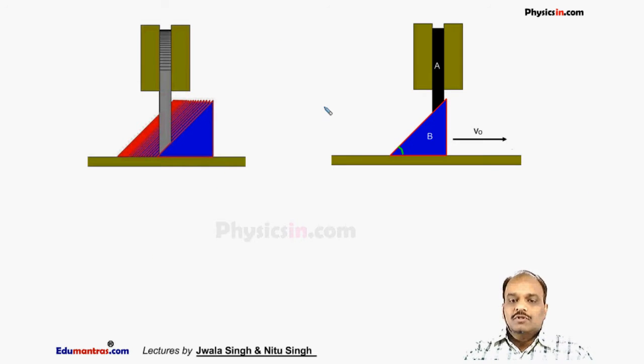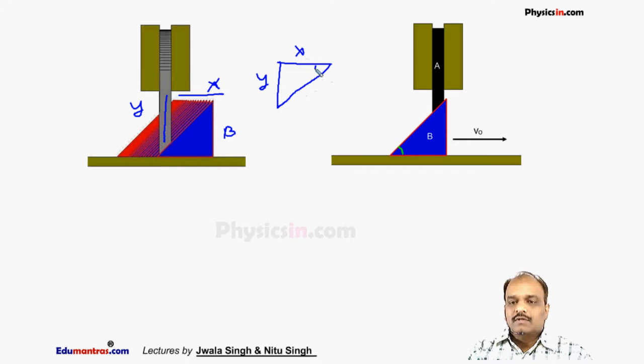Now if we see the motion of these two, suppose this distance moved by B is x. For B it is x and for A it is y. So if we see the triangle, this is y, this is x and this is theta. Now we can say this theta and this theta are the same. This also forms a triangle and these two thetas are the same. So from here I can say y can be written as x tan theta.